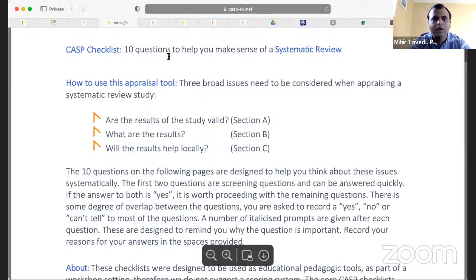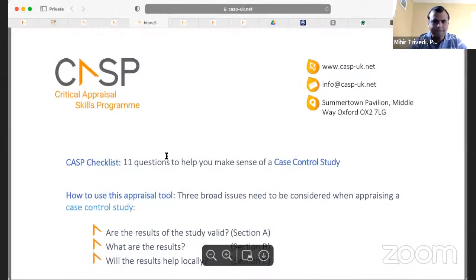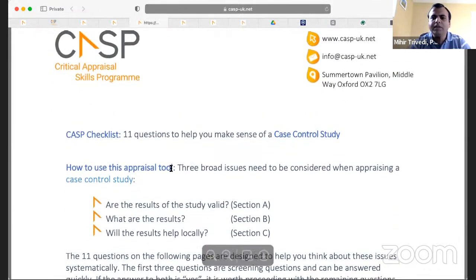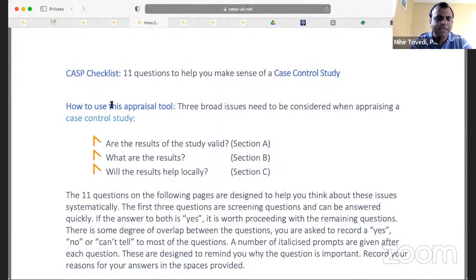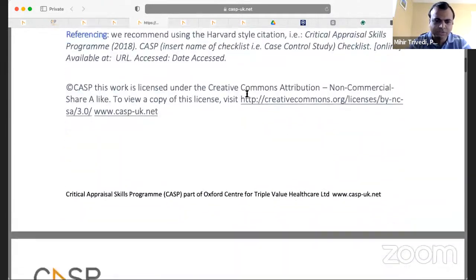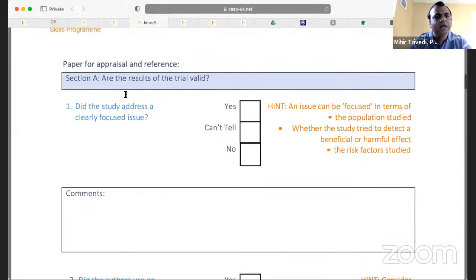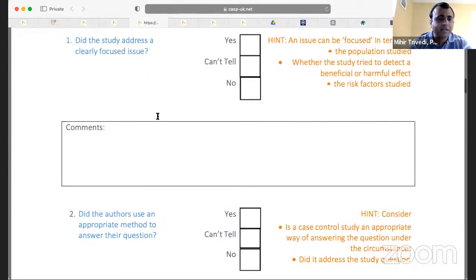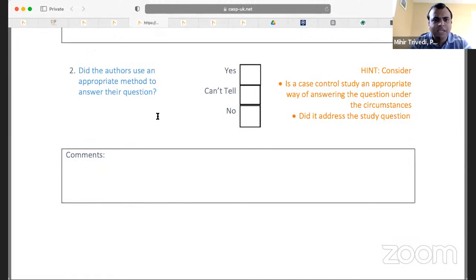I want to go on to the next one. This is about a case control study. Same thing, CASP checklist. There are 11 questions. Same as I said earlier, 3 sections. All those questions are divided into those 3 sections. Section A, did the study address a clearly focused issue? So almost the same questions here. Again, did the authors use an appropriate method to answer their question?